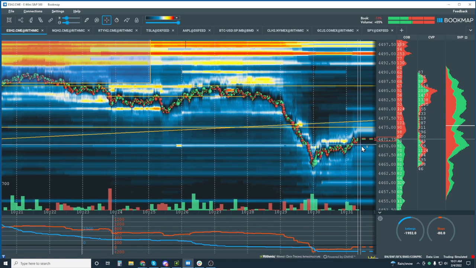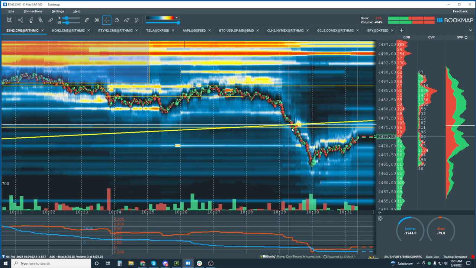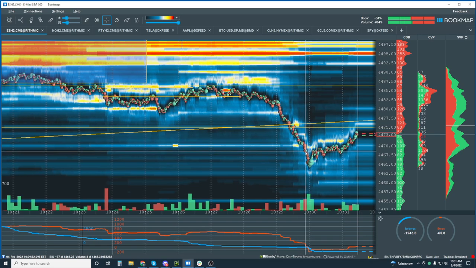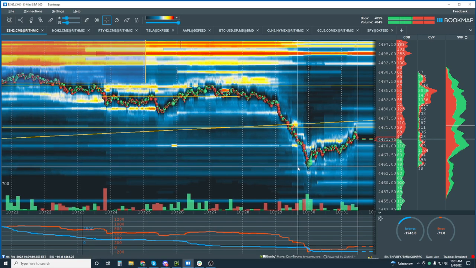And I'm looking for them. Okay, should be able to come in here. We've already had our move. We had our stop run. So in range-bound trading, look for the stop runs.